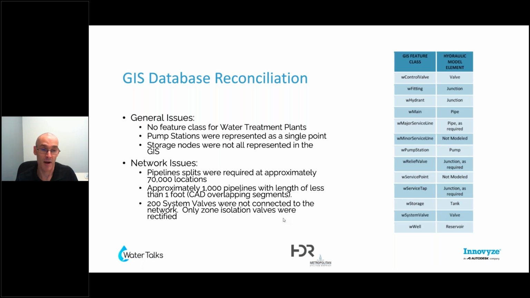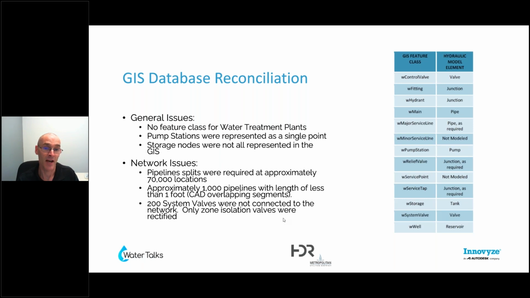So pipe splits were probably the most significant challenge that we had. When we ran it through the initial geometric network just to look at where we had disconnects, we designated about 70,000 locations where pipes needed to be split. So that's a significant number and a significant amount of effort.